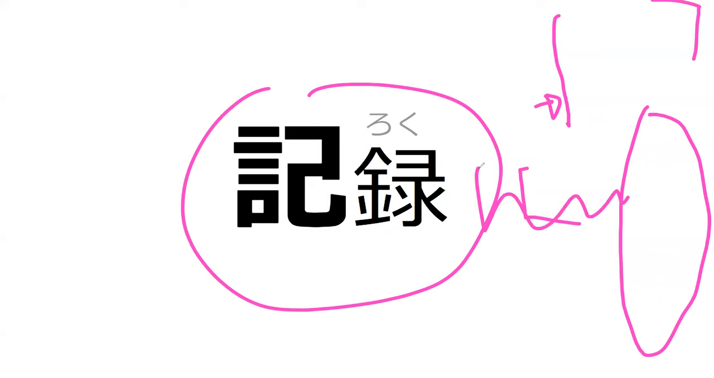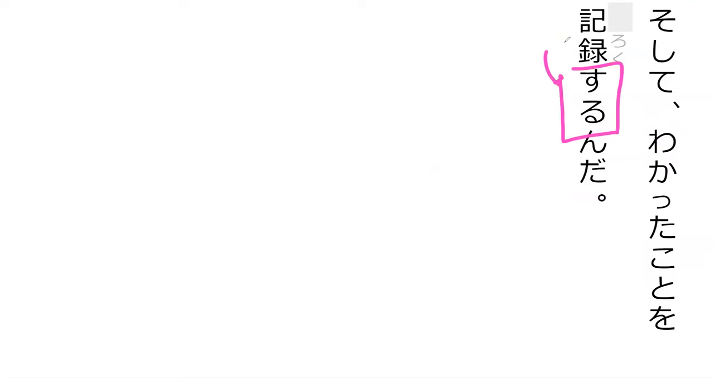So what is he going to record? Suru. So suru means to. So kiroku. I told you it meant to record, but it's a noun, right? There's no verbiness over here to conjugate, but it's used as a verb. So we have to add suru so that we can conjugate it to mean to record. So what does he record? He records everything that he understands. Exactly. Yep. Wakatta koto. Everything you understand.